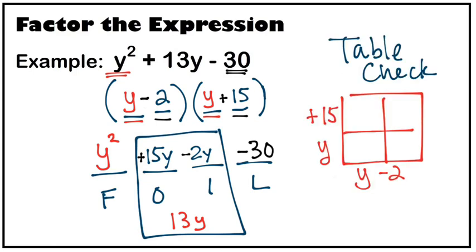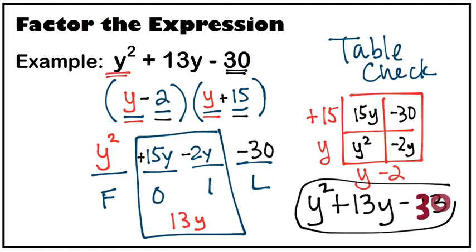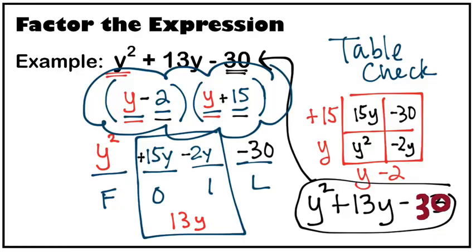So now if I do a table check with my binomials, y minus 2 and y plus 15, I will have y squared plus 15y minus 2y minus 30. So when I take that information out of the table, I'll have y squared plus 13y minus 30. And if you notice, that is exactly the same thing that they gave us in the problem. So my two binomials, y minus 2 times y plus 15, those are the two factors that I'm looking for.